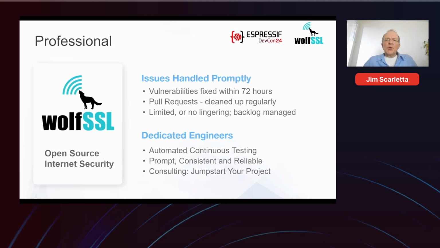Another reason to choose wolfSSL: you just ask yourself, are your cryptographic vulnerabilities handled promptly by professional, dedicated staff engineers? When wolfSSL vulnerabilities are responsibly disclosed, they're typically fixed within 72 hours, and we will provide an update to our customers. Shortly thereafter, we'll make an announcement that a vulnerability was discovered and fixed. We have dedicated engineers. You can get on the phone and talk directly to an engineer. We also have automated continuous testing.